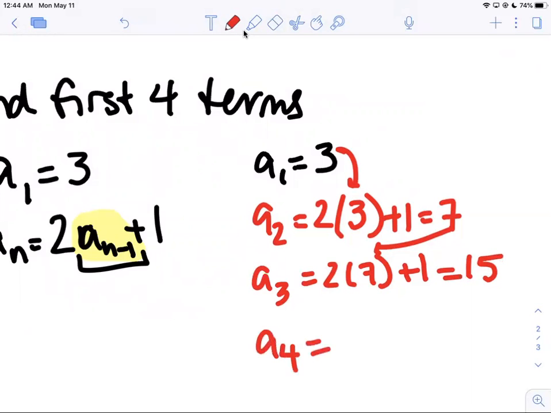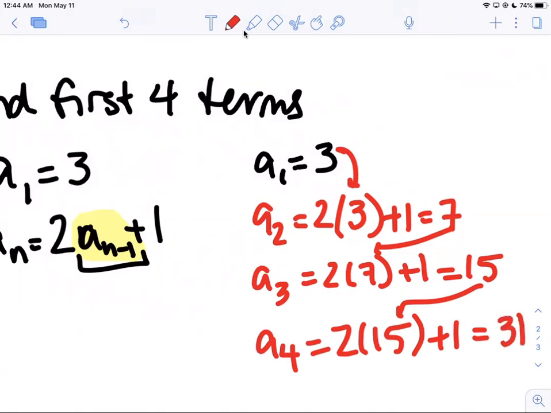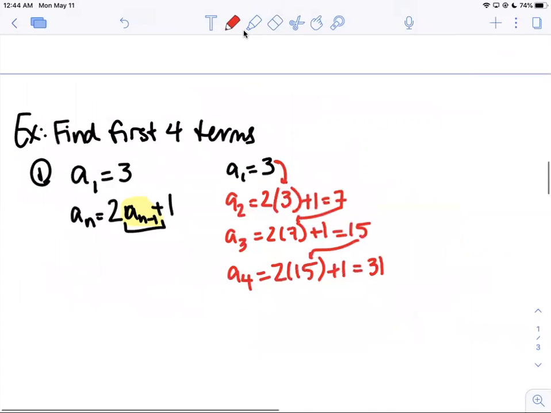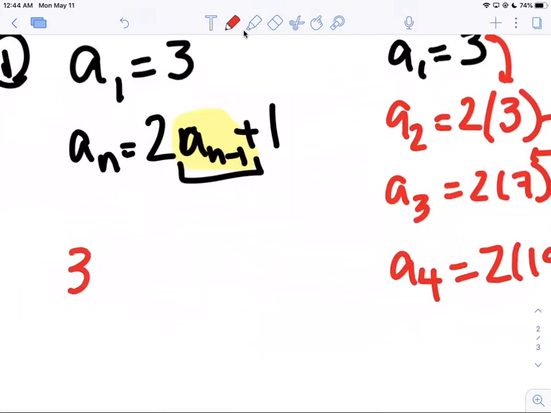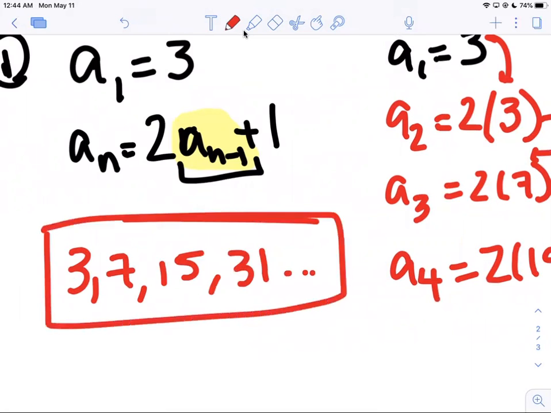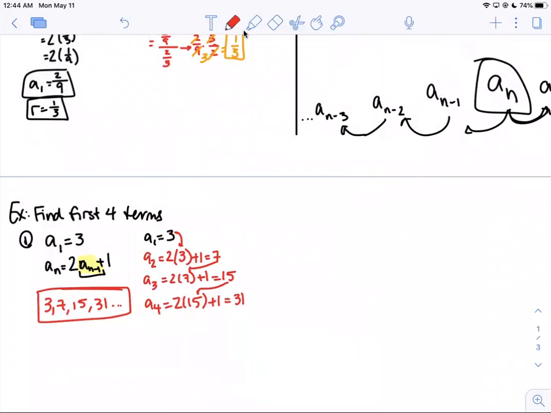And then a sub 4 is going to be 2 times 15, again bring it down, plus 1. 2 times 15 is 30. 30 plus 1 is 31. So those are my first 4 terms. If you want to list them in order, you can go 3, 7, 15, 31, dot, dot, dot. Let's do another one.